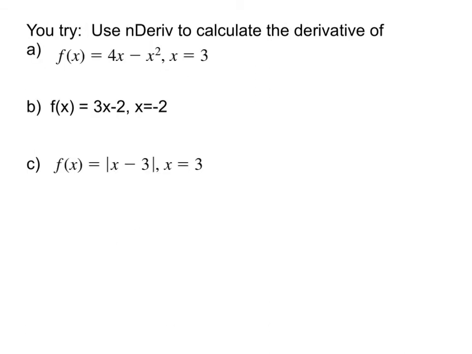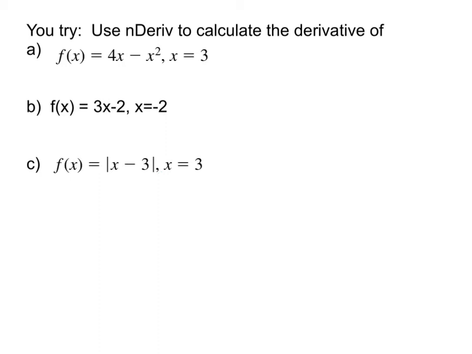So I want you to go ahead and hit the pause button and use your nDerivative function on your calculator to calculate (a) f of x at x equals 3, (b) a different f of x at x equals negative 2, and (c) a third f of x at x equals 3. After you hit pause, calculate them, and see if they make sense to you and if there are any questions you have. Okay, hit pause.